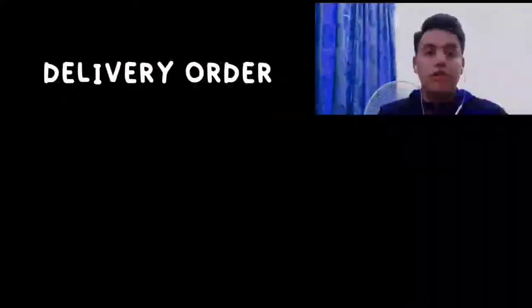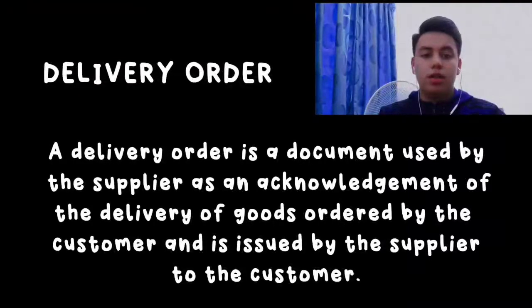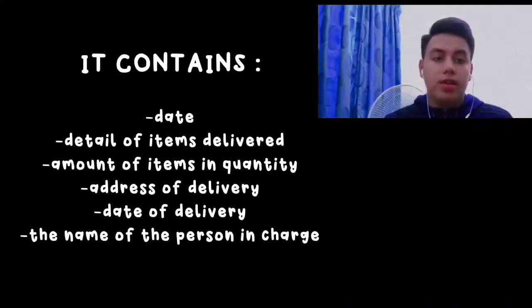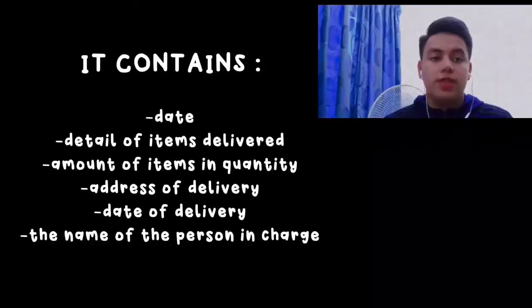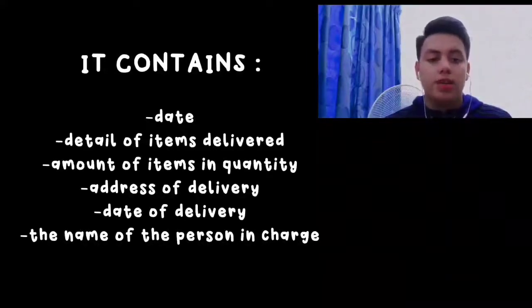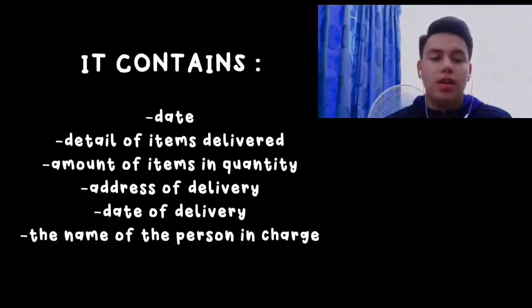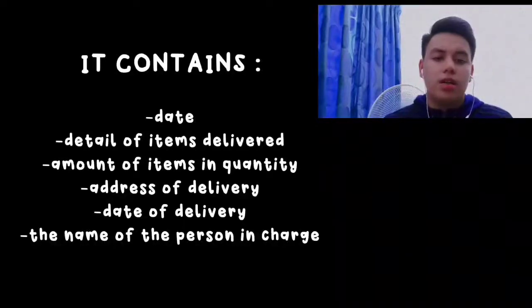A delivery order is a document used by the supplier as an acknowledgement of the delivery of goods ordered by the customer and is issued by the supplier to the customer. It contains the date, details of item delivered, quantity of items, address of delivery, date of delivery, and the name of the person in charge.